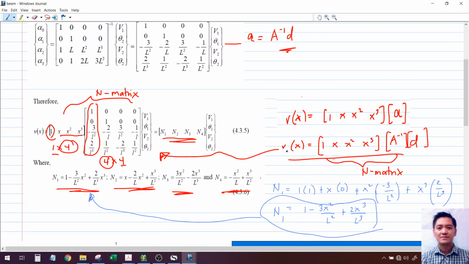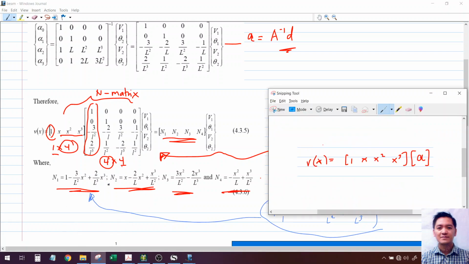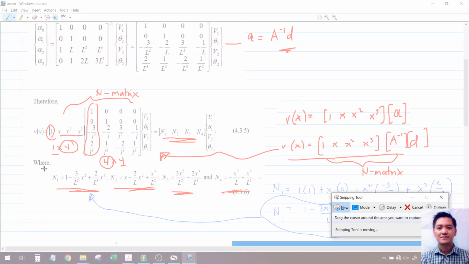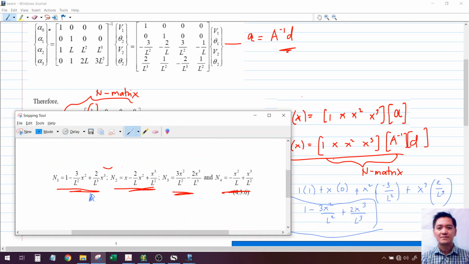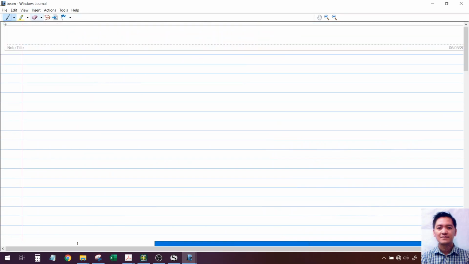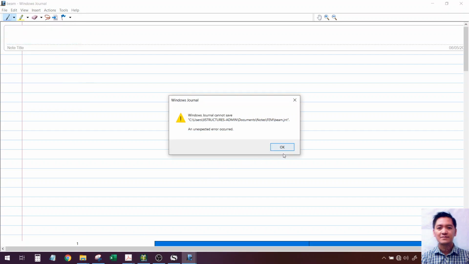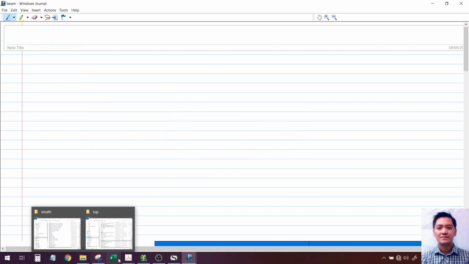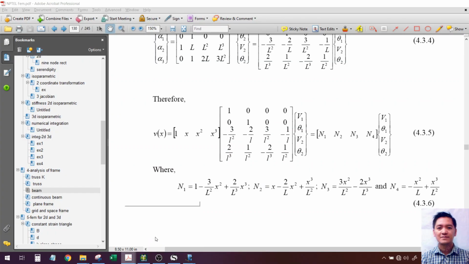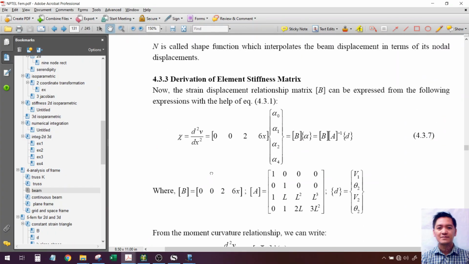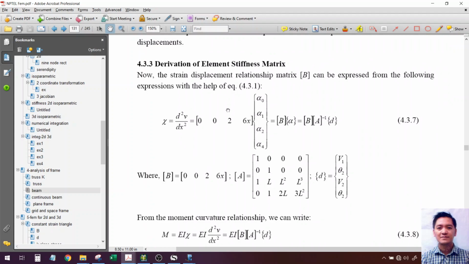Okay, so now once you know this, the n matrix, new page, save. Okay. Next is, lapit na tayo sa stiffness matrix.